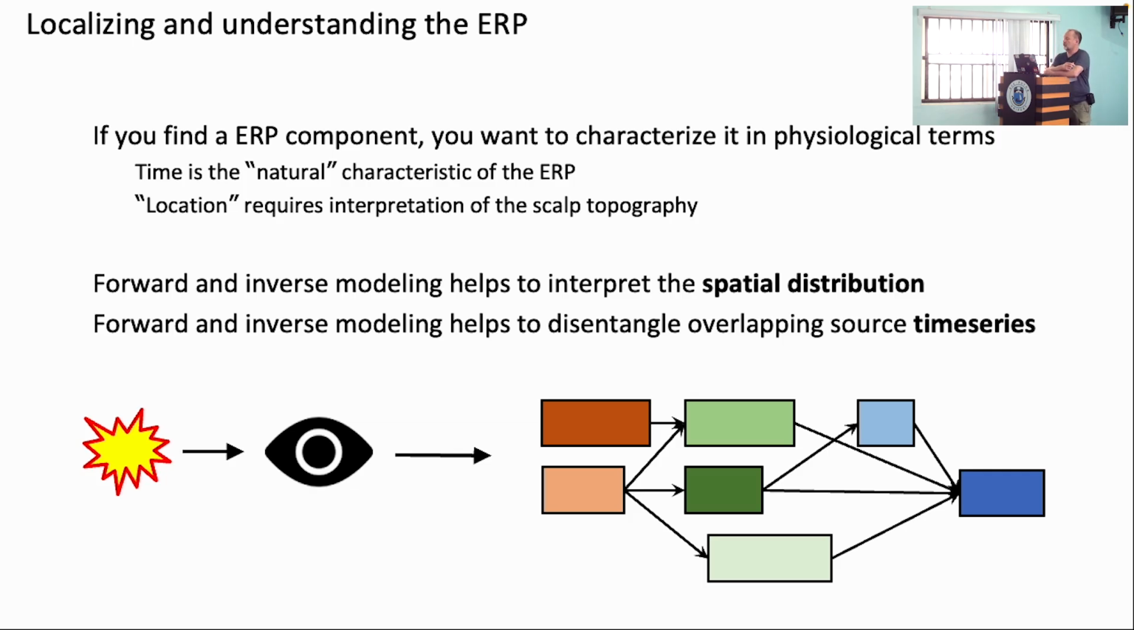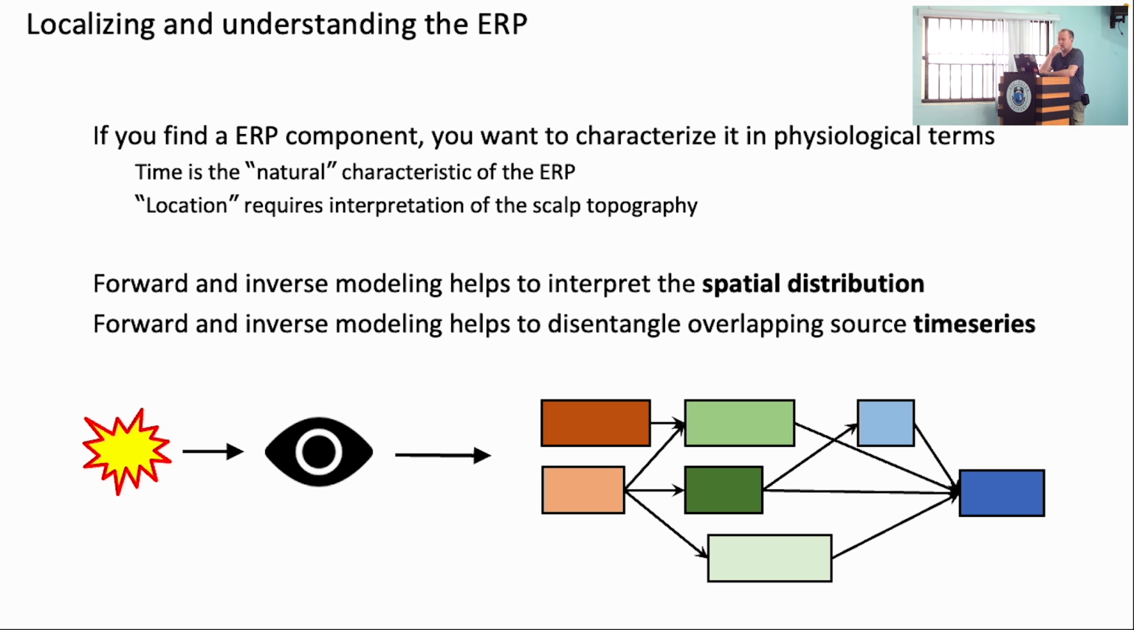So just returning to where we started off from. Yesterday I explained event-related potentials, and if you find an ERP component, you want to characterize it in its physiological terms, you want to relate it to the activity that you have in the brain. And time is the natural characteristic of the event-related potential. You directly see the amplitude of the ERP versus time, but it's the location that requires interpretation of the scalp topography. The lecture is called source localization, but actually there's more than just localization.